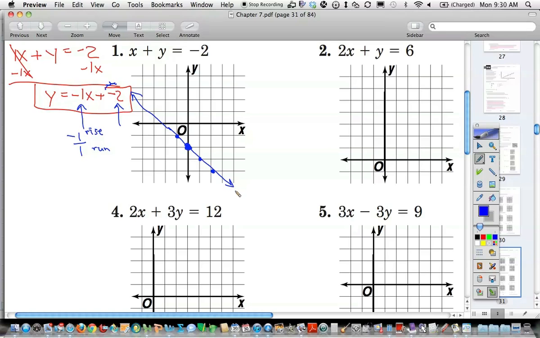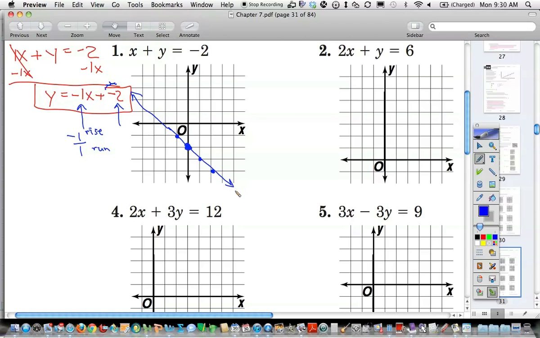Rise and run. Okay, so here's our starting point. So the rise is -1, which means we go where? No, rise. Rise means up and down. Okay, but it's negative. It's negative. So rise means go up, unless it's negative, it means go down. Right. Okay, positive means up, negative means down.